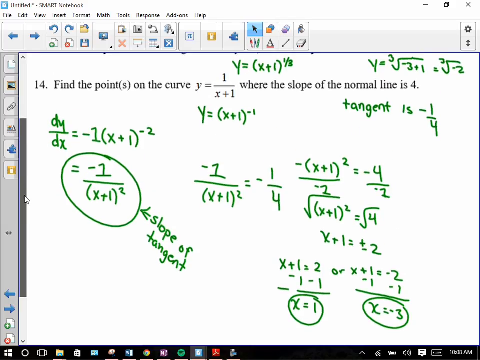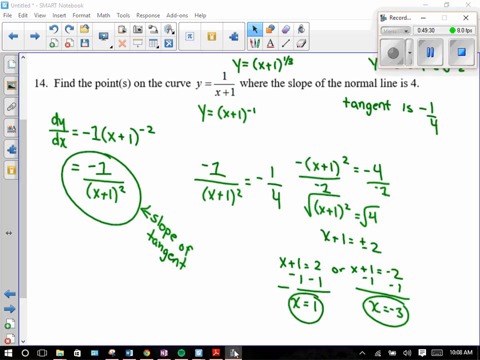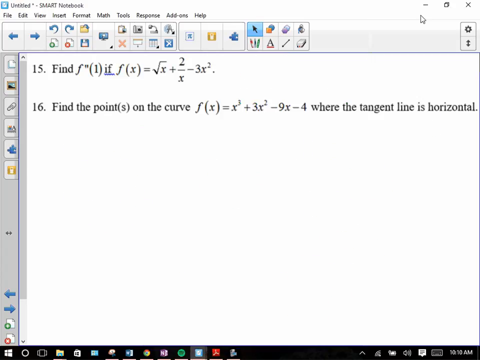So that tells me that at x equals 1 and at x equals negative 3, the slope of the normal line for that function is 4. At these points, x equals 1 and x equals negative 3, the slope of the normal line of the function y equals 1 over x plus 1 is 4. Alright.